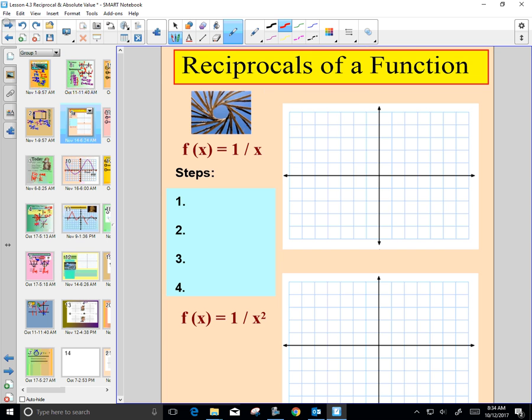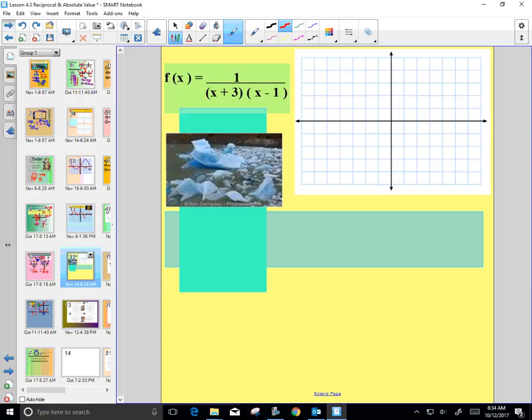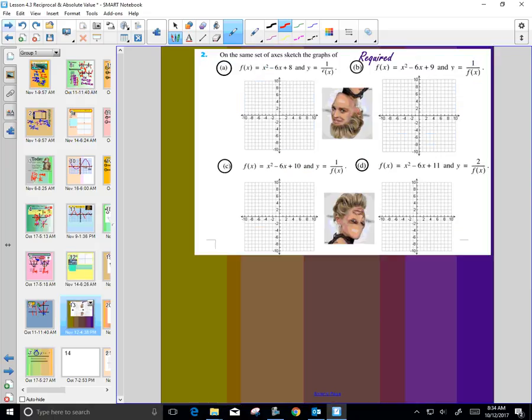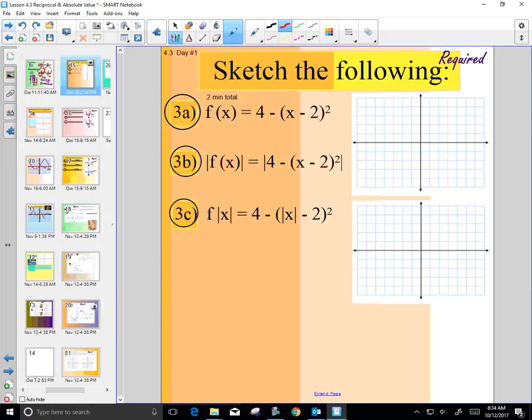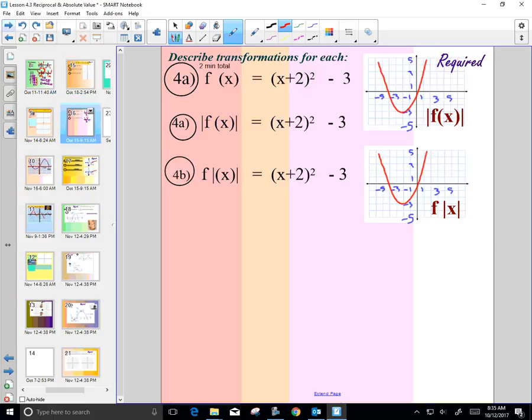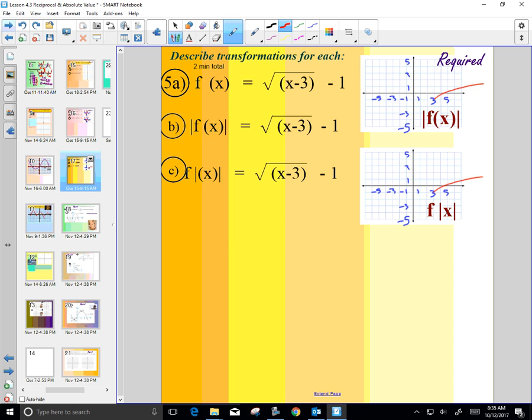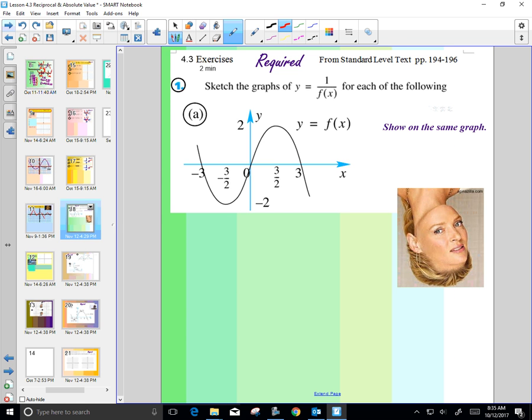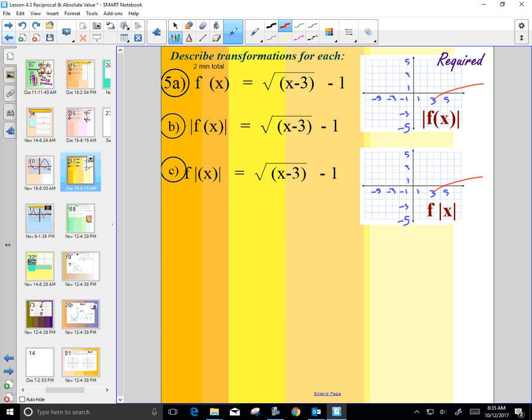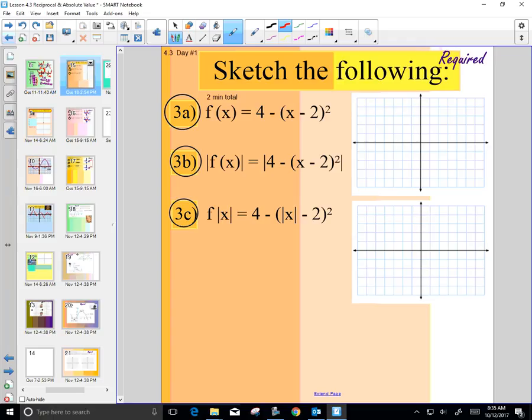All right. Before we do reciprocals, I want to zip down to, I know these pictures are so weird. Go to 3ABC. You're going to sketch this. Sketch absolute value of f of x, f of absolute value of x. I do have another set here and another set here. So they're all set up for you. 1, 2, 3. Go ahead and do those. And the reciprocal graph is on the next video.